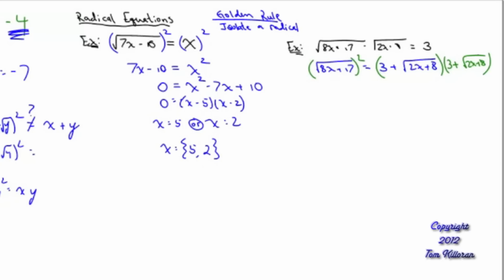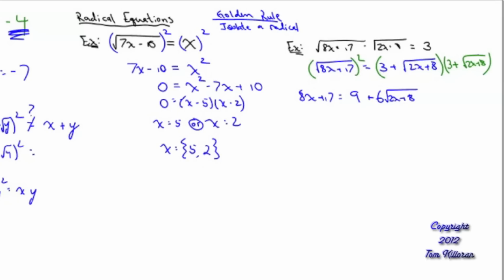So the left-hand side is 8x plus 17. The right-hand side is going to be 3 times 3, then 3 square roots plus another 3 square roots. It's the same piece, so 3 plus 3 is 6, and the thing being counted is the square root. So it'd be 6 times the square root of 2x plus 8.